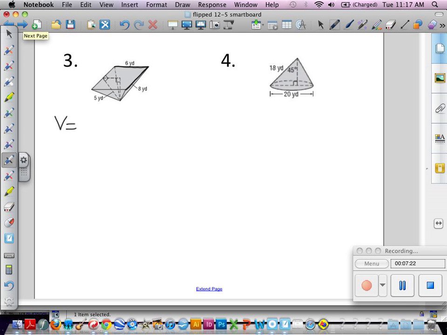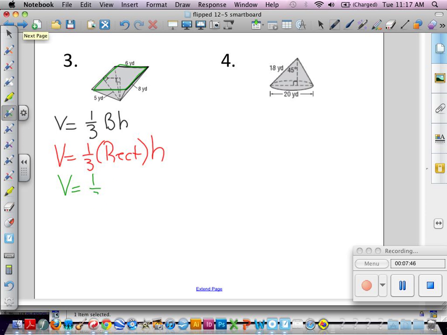So I've got 1/3. To find my volume, I'm going to find my base area and then multiply it times the height. So this time, volume equals 1/3. I need to find the rectangle's area and then times it by the height. Well, my rectangle is 6 by 8, so volume is 1/3, 6 times 8, and then I'm going to need the height. My height is right here.